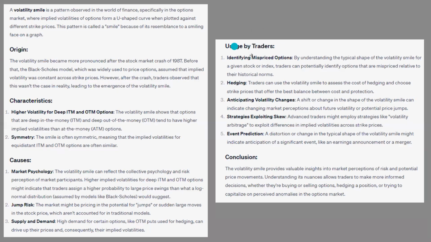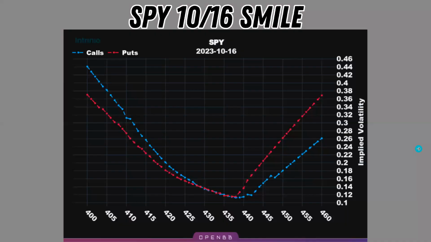Now, the way that traders will use this is by identifying mispriced options for hedging, anticipating volatility changes, and strategies exploiting skew. Advanced traders might employ strategies like volatility arbitrage to exploit differences in implied volatilities across strike prices, and also for event prediction. While the volatility smile provides valuable insights into market perceptions of risk and potential price movements, understanding its nuances allows traders to make more informed decisions, whether they're buying or selling options, hedging a position, or trying to capitalize on perceived anomalies in the options market.